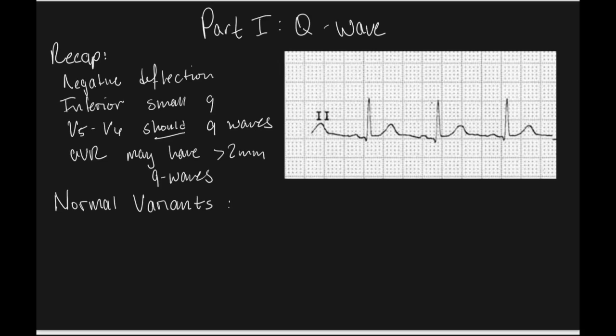And as some normal variants, I guess we could have put the AVR may have larger than 2 millimeters in Q wave, as in Q waves in the normal variant pile. But another normal variant is that those inferior leads don't have Q waves. And so here we see in lead 2, we have that P wave, we have the tiny Q wave, we have the R wave, and then we have the T wave. And that is reasonable because we said those inferior leads have small Q waves.